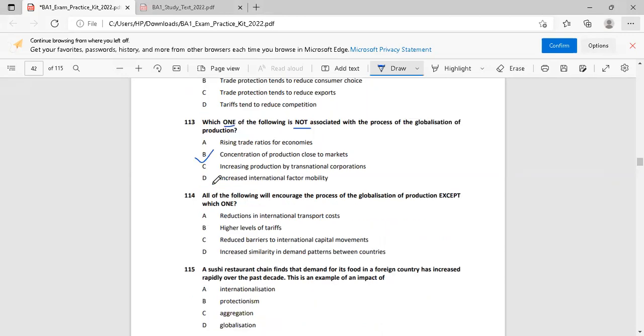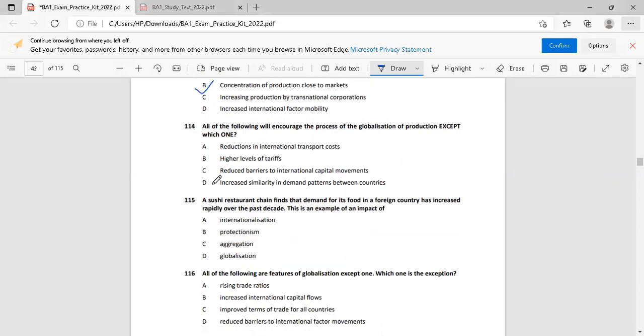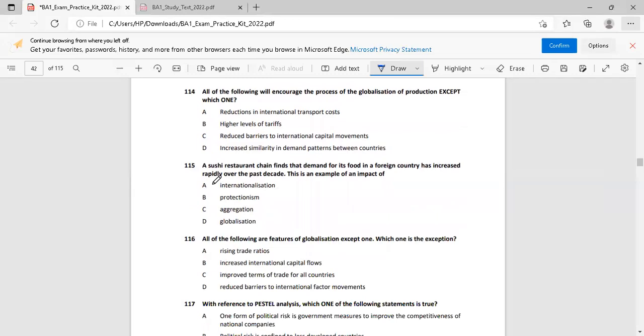All of the following will encourage the process of globalization of production, except which one? Will encourage the process of globalization of production, except which one? So the options are: reductions in international transport costs, higher levels of tariff, reduced barriers to international capital movements, increased similarity in demand patterns between countries.